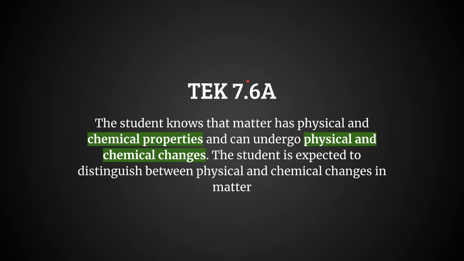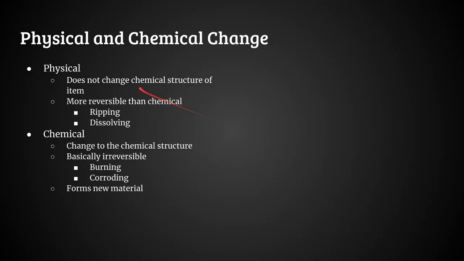Moving on, TEAC 7.6a, the students know chemical properties, physical and chemical changes. I'm gonna just start reading that because we're on slide 54 and there's still like another 120 to go. Physical and chemical change. Physical does not change the chemical structure of the item, more reversible than chemical, like ripping something or dissolving it, it's still what it was.